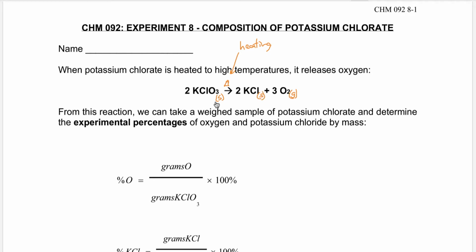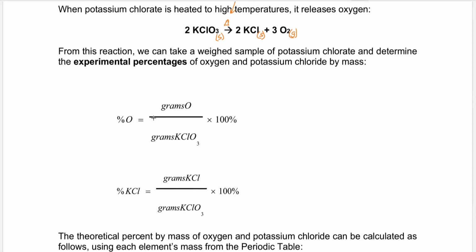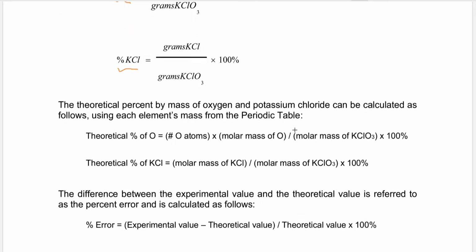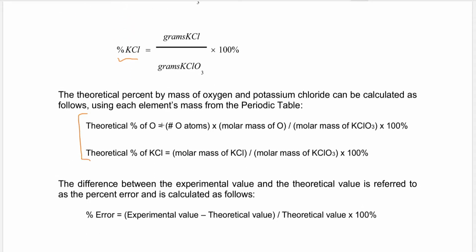So by comparing the mass of the original sample with the mass that's left over, we can do calculations like this. We can figure out what the percent composition of the two components are in the original compound. The formulas you see here, which you'll use in the report sheet with the data in the report sheet, are the experimental percentages. But you can also determine theoretical percentages as well, and you'll see both of those in the report sheet.